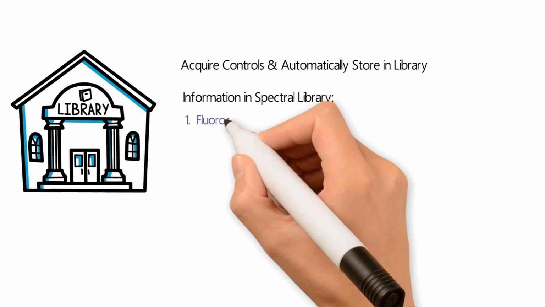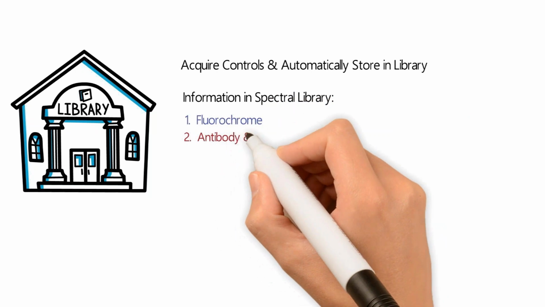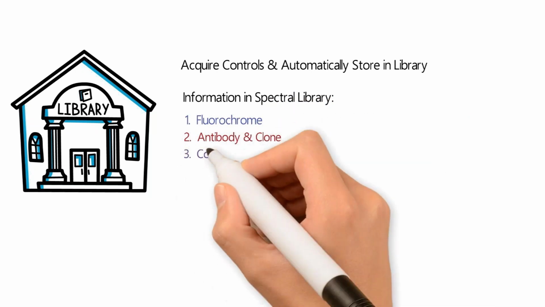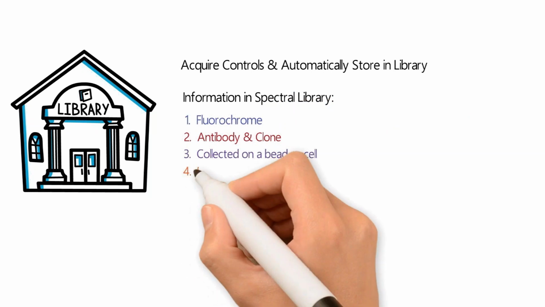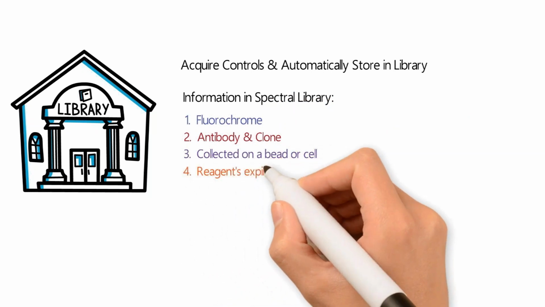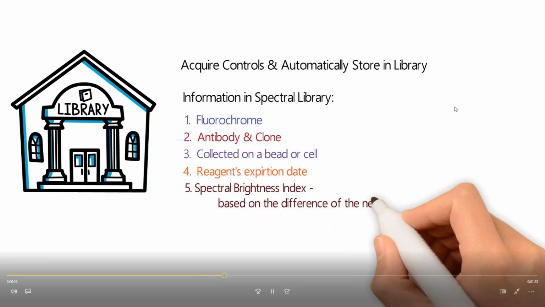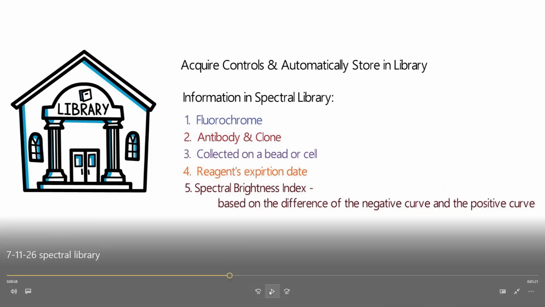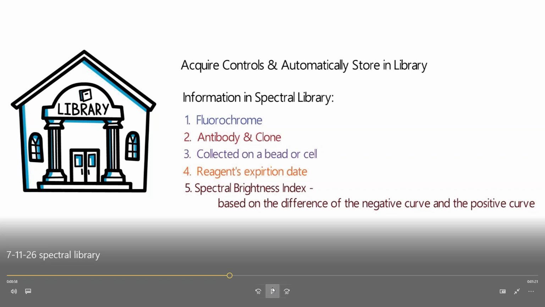The information that we can place into this library is, 1, the fluorochrome, of course. 2, the antibody and their clone. 3, we can collect on a bead or a cell. And then 4, the reagent's expiration date. A unique feature, though, is that as we collect this, we can get the spectral brightness index. And this is based on the difference of the negative curve and the positive curve. So it's similar to a staining index, but a little bit different.